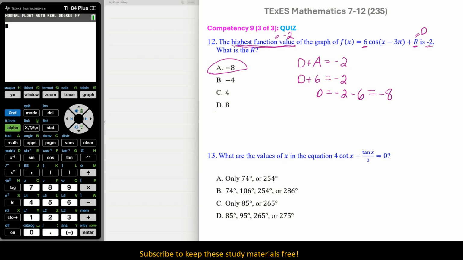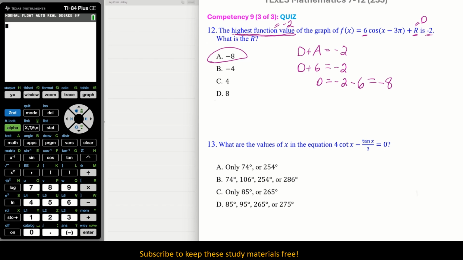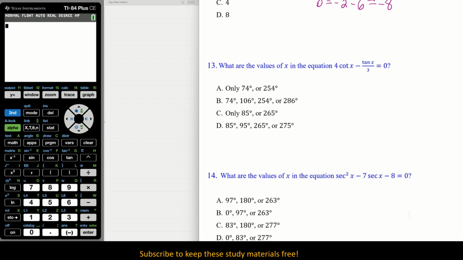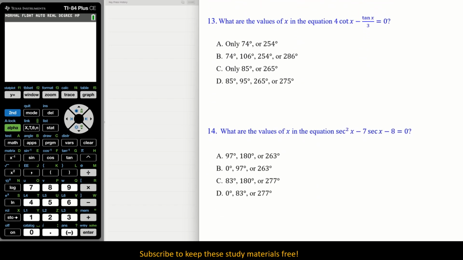It's a very basic problem, but it does involve a property that might be part of a more rigorous question as far as the practice test or an actual test. All right, now let's look at number 13.